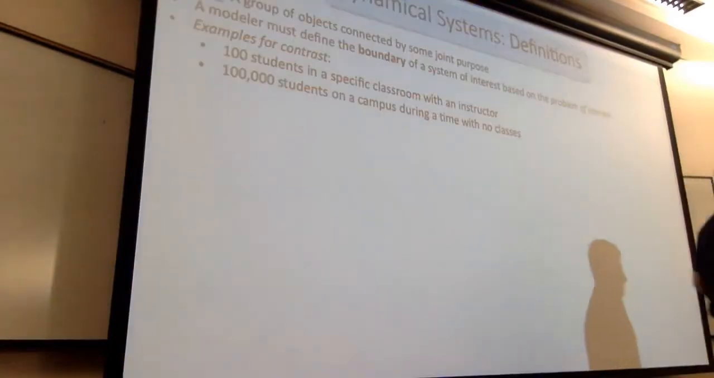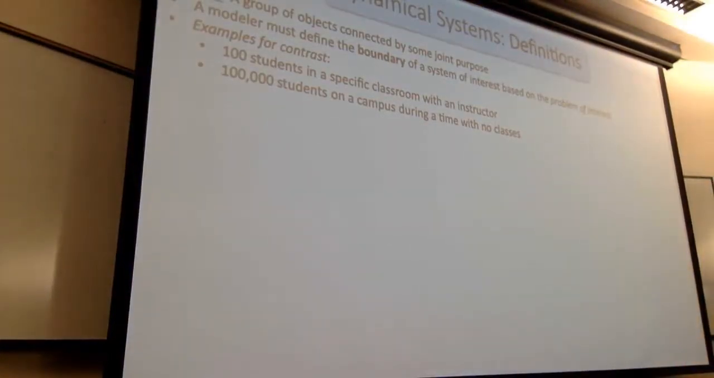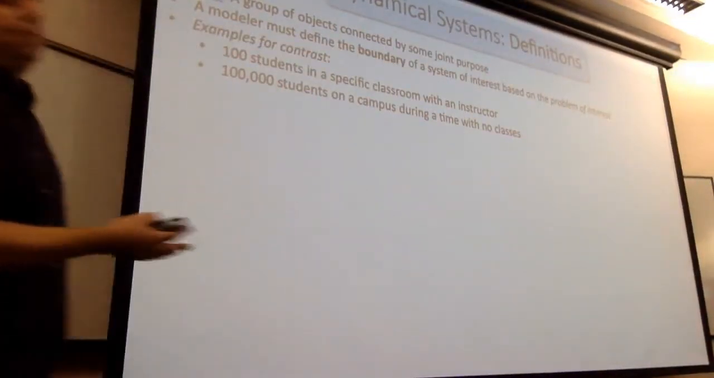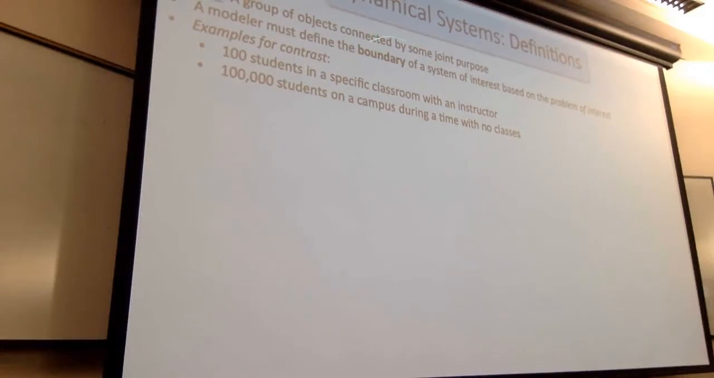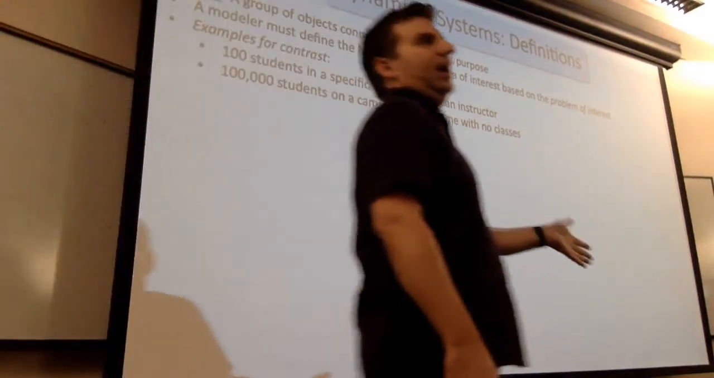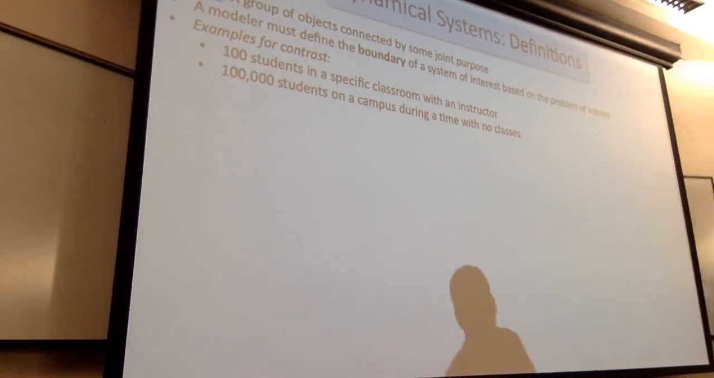So in these simulations, in order for us to talk about them, we have a couple of different terms. I've used this term system a lot. So a system, roughly speaking, is a group of objects connected by some joint purpose. We're very interested in the boundary of the system. I've already talked about a couple of different systems I've shown modeled here, where the modeler has left out particular things that were not of interest to the question they had in mind. I'm only interested in the document checker, so I'm not going to model the X-ray machine. That's what I mean by choosing a boundary of a system of interest.